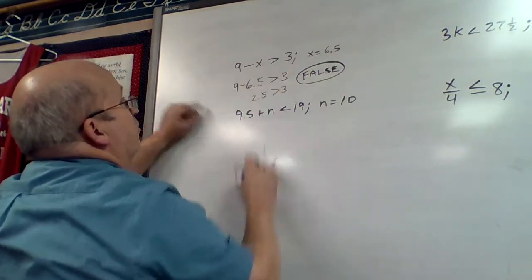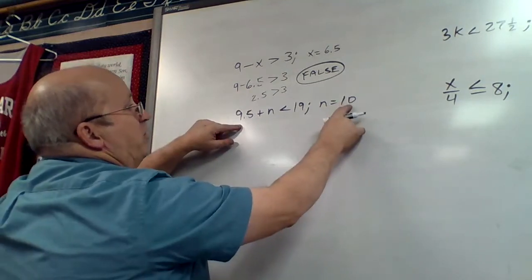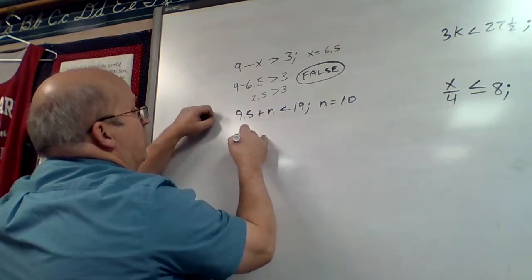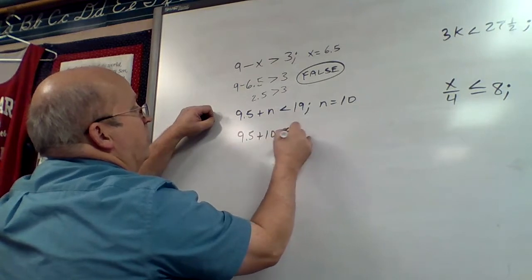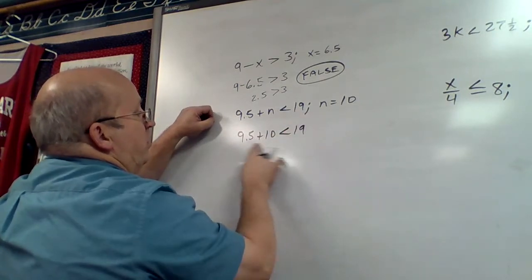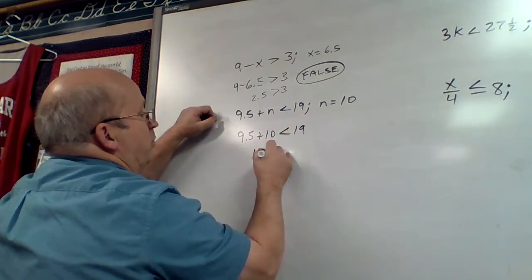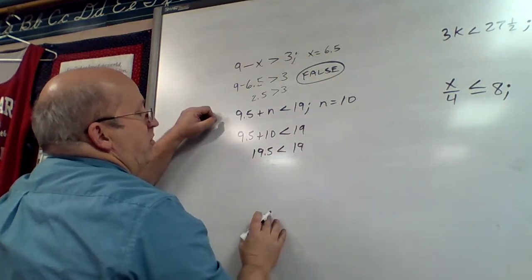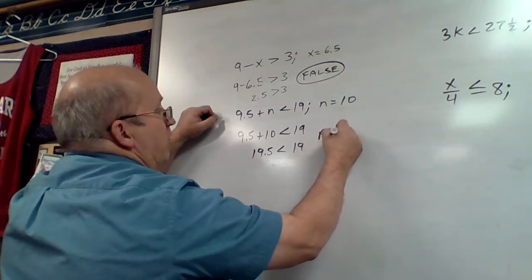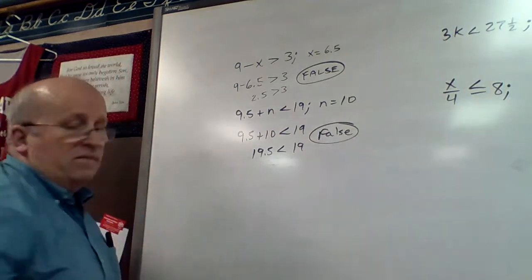Okay? Let's go to this one right here. What if I take that 10 and I put it right here? 9.5 plus 10, is that less than 19? Well, these two added together make 19.5. Is that less than 19? Nope. This is another false statement.